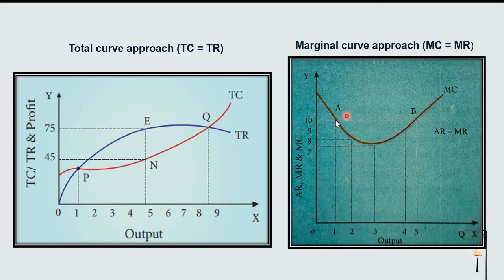So at this point A and B, the MC curve cuts the MR curve. The MC curve cuts the MR curve at point A and also at point B. Now if you take the point A, a rational seller will not be in equilibrium at output level 1.